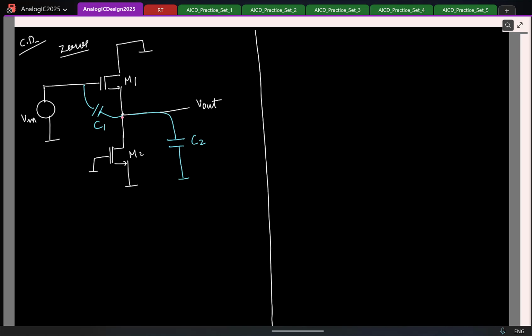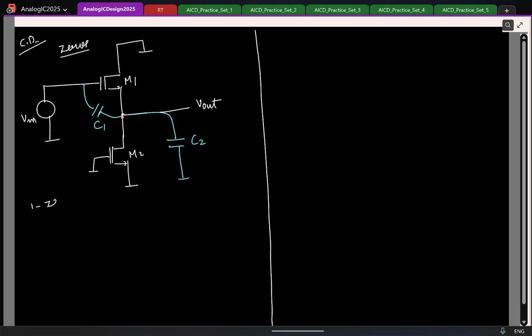Can I have two zeros here? The moment I short C1 and C2, the output is 0. So how many zeros do I have? That we'll be able to say by inspection.